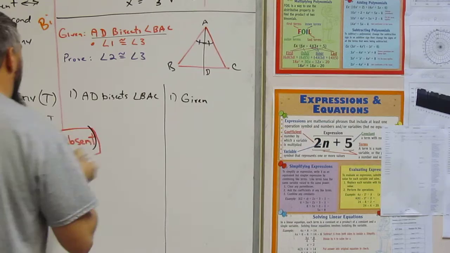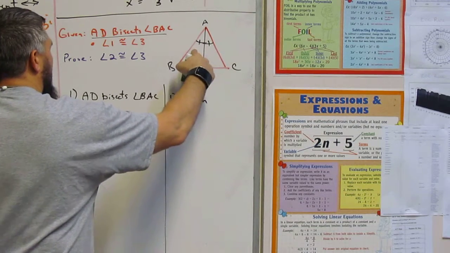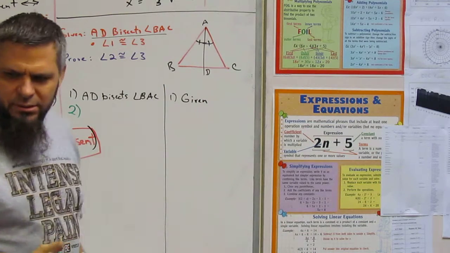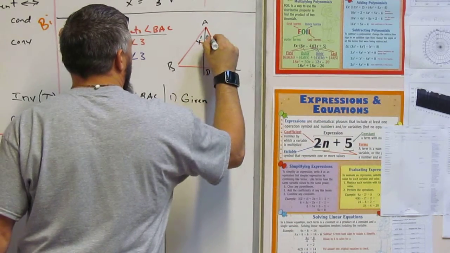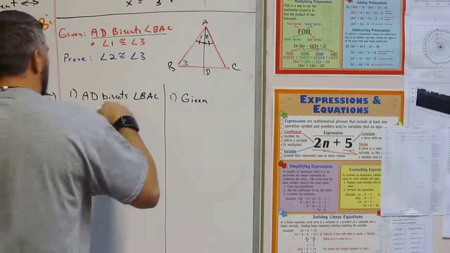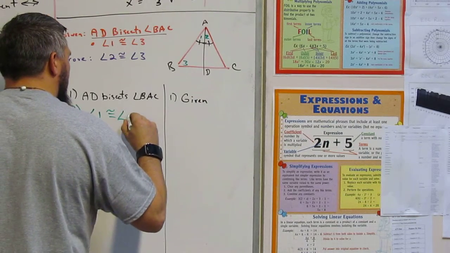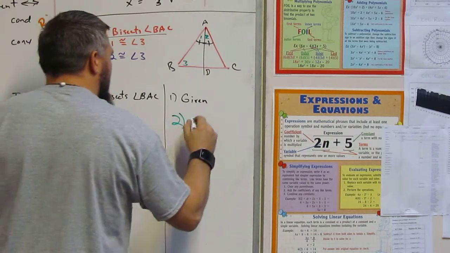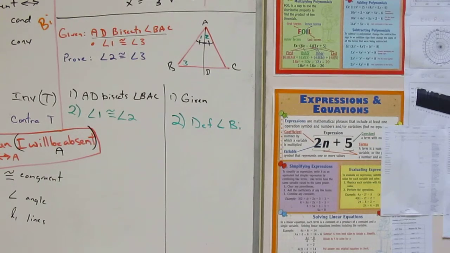That's your second one. Your second one is always whatever this tells you. Well, it tells me that these are congruent, and that these are labeled. So this is 1, this is 2, and this is 3. That means angle 1 is congruent to angle 2. And the reason I have that is the definition of an angle bisector.